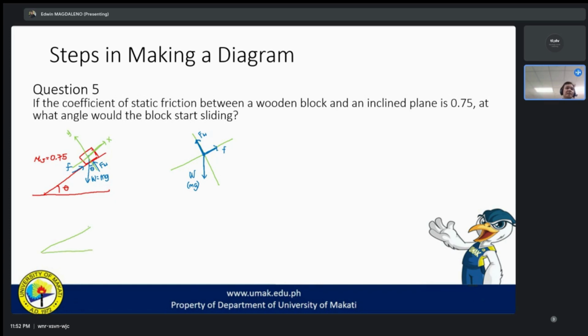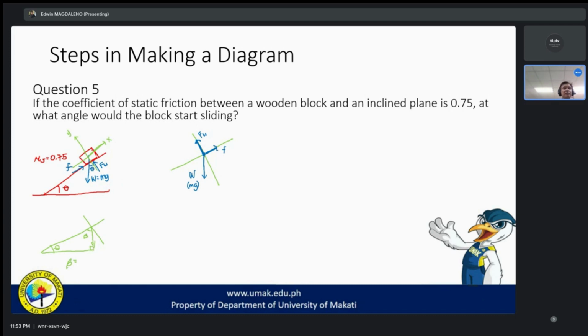So let's say we align the Cartesian plane on the plane itself. We have the weight going down. So what we have here is two triangles. Theta here, and this is 90 degrees. That means that on the other side, this angle here, which is angle beta, should be 180 minus 90 degrees, which is the corner here.